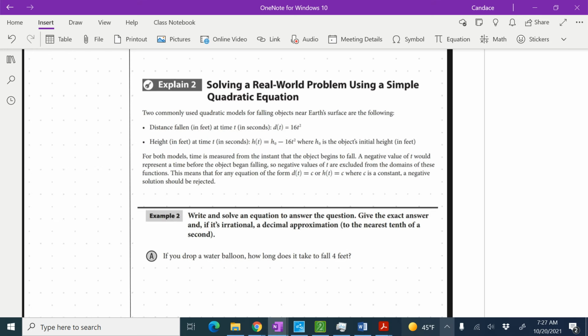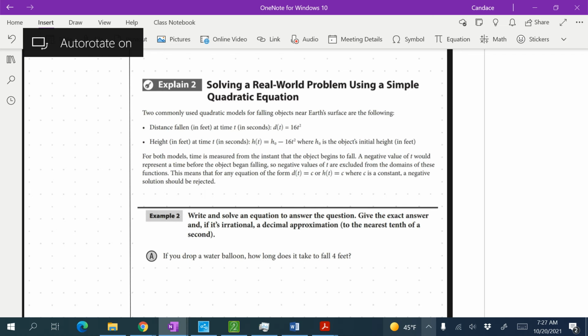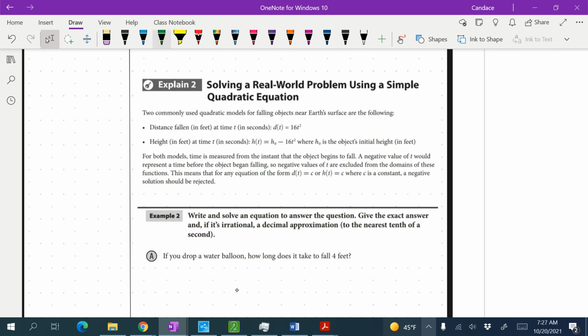In this video, we're going to look at Explain 2 from topic 4.3. So we are solving real-world problems using a simple quadratic equation. Two commonly used quadratic models for a falling object near Earth's surface are the following. Distance fallen in feet at time t seconds is given by d of t equals 16t squared. And the height in feet at time t seconds is h of t equals h sub 0, which is usually an initial height, minus 16t squared, where h sub 0 is the object's initial height in feet.